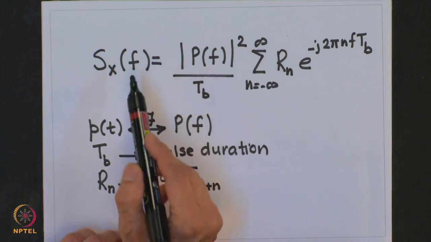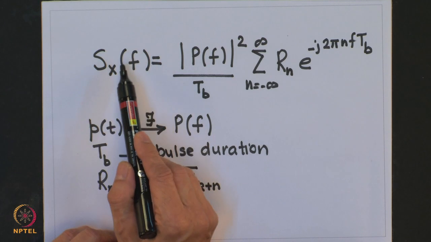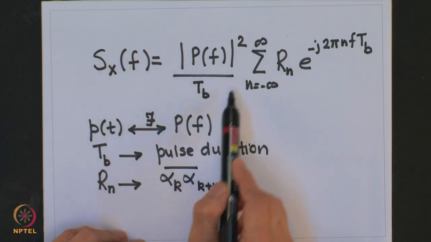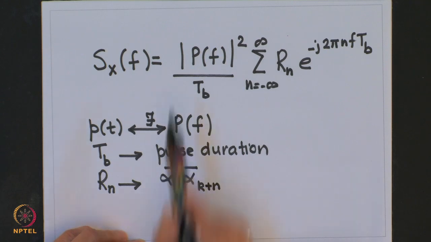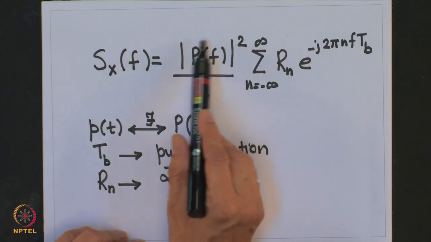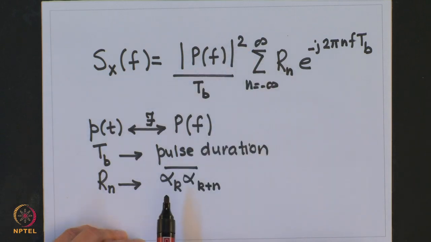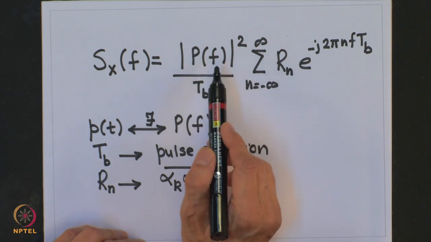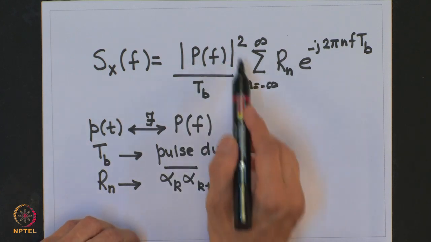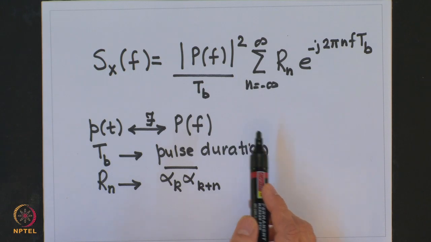Now, we see from here that power spectral density is strongly and directly influenced by the choice of p(t), because it contains the term |P(f)| squared. So, the pulse shape is a more direct and important factor in terms of shaping the power spectral density.